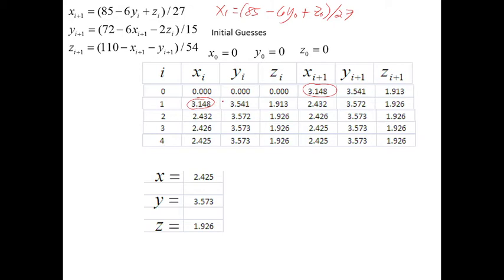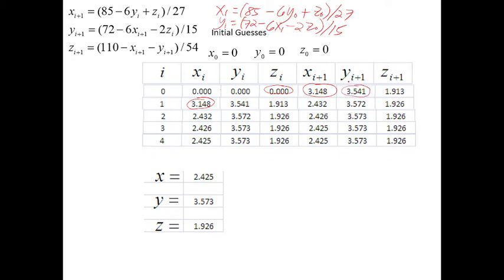Then, for I equals to 1. Okay? Tapos, y sub 1 pala. Yung y sub 1, 72 minus 6 x sub 1 minus 2 z sub 0 over 15. Ayan. So, x sub 1, ito yung gagamitin mo, tapos z sub 0. X sub 1, ito, 3.148. Diba? 3.148, yun ang x sub 1. Minus 2 times z sub 0. Ito pa rin yun, z sub 0, 0 pa rin yan. Over 15, makukuha mo yung 3.541.